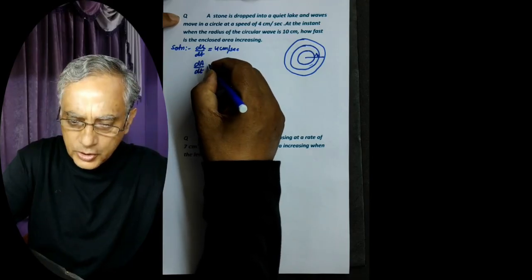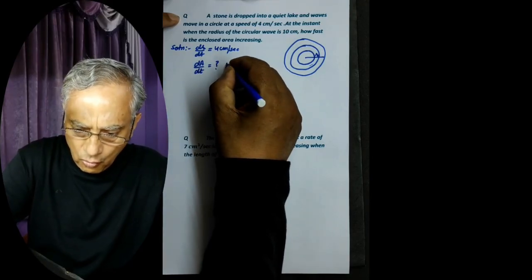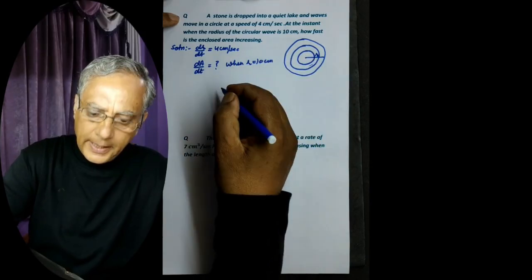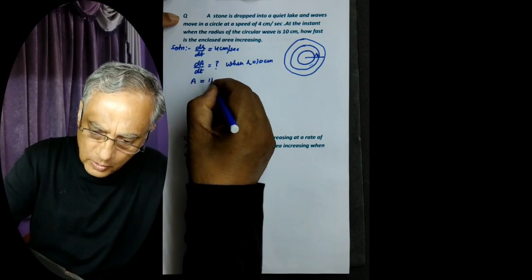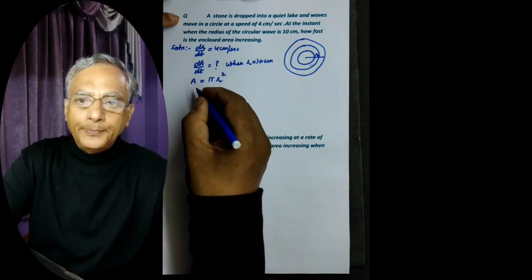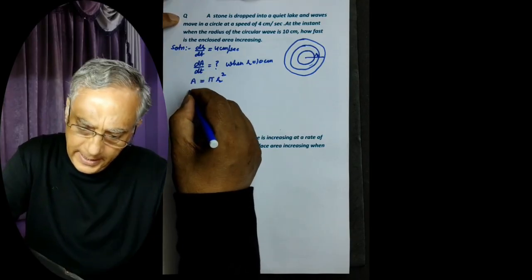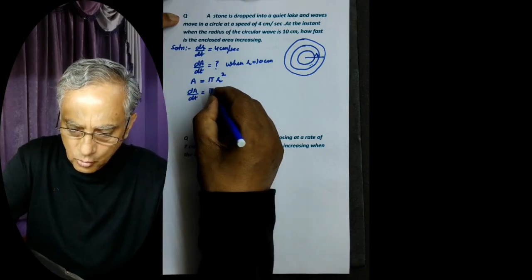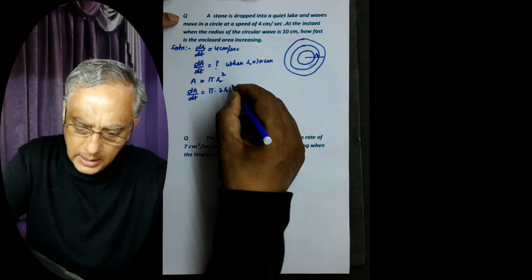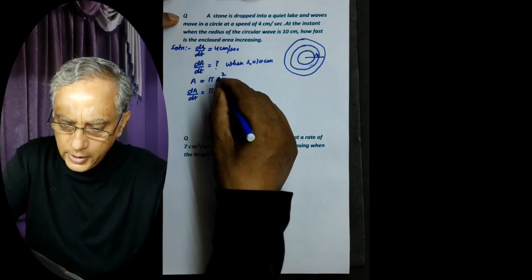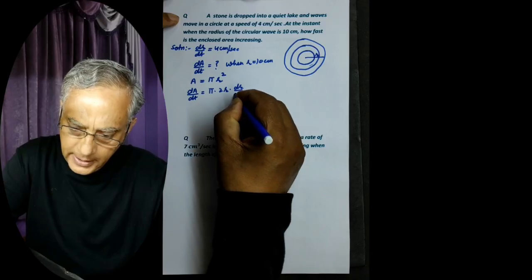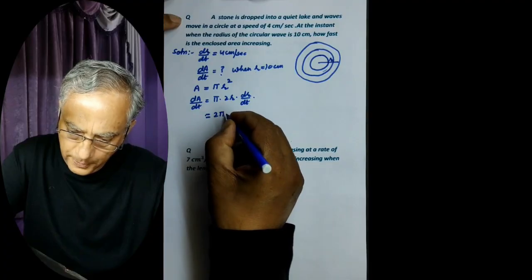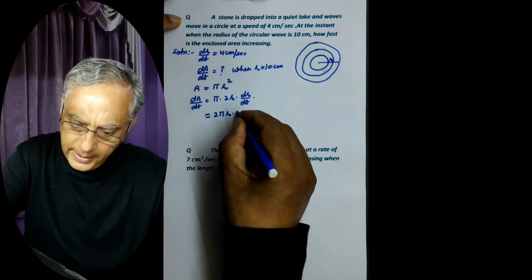How fast is the enclosed area increasing when r is equal to 10 centimeters? Now A is equal to pi r square. Now we have to find dA by dt, so differentiate it with respect to time t. dA by dt is equal to pi into 2r into the differential of the inner function with respect to t, the differential of r with respect to t, dr by dt.